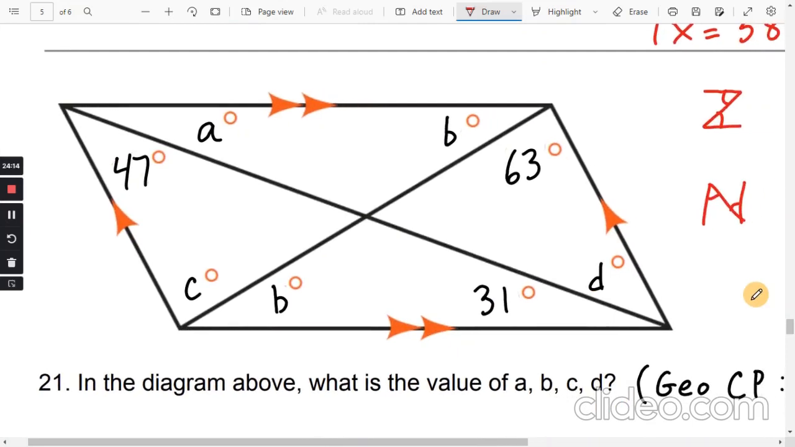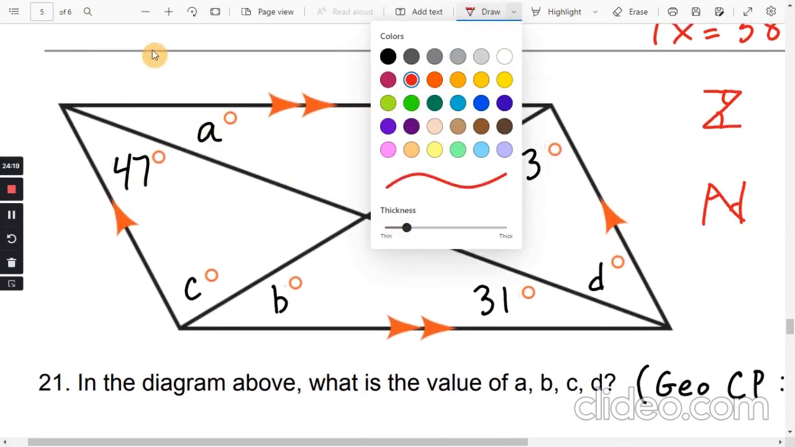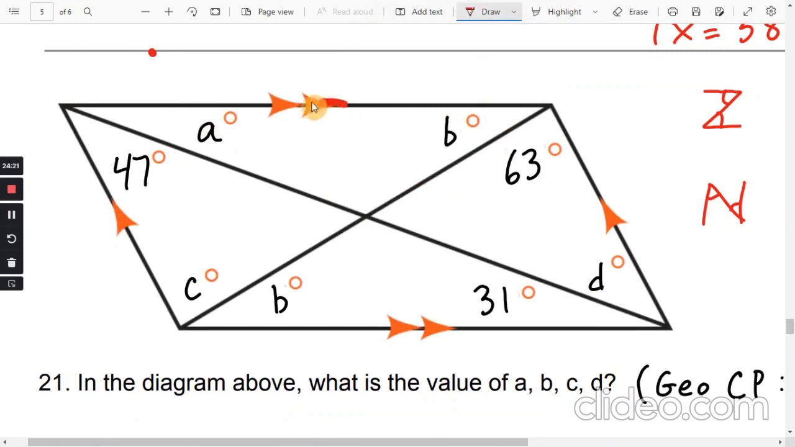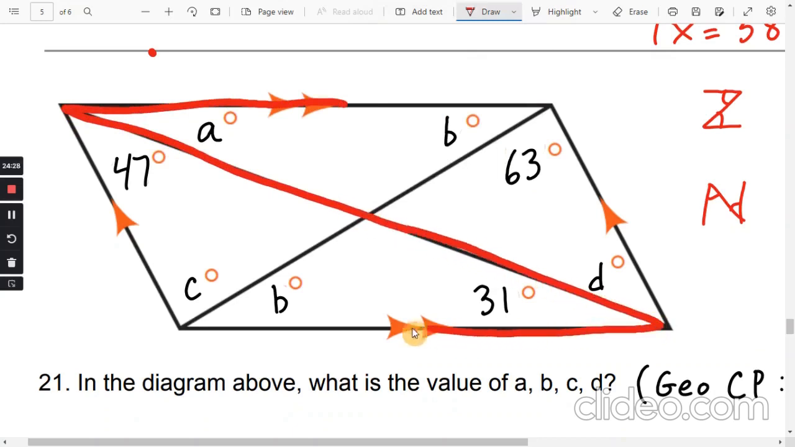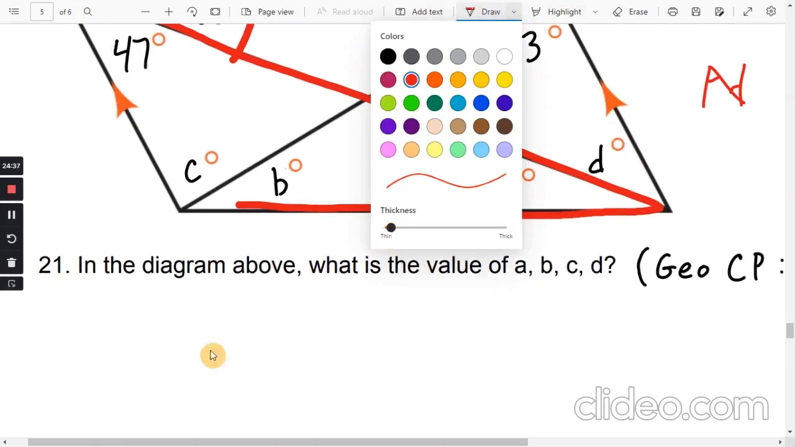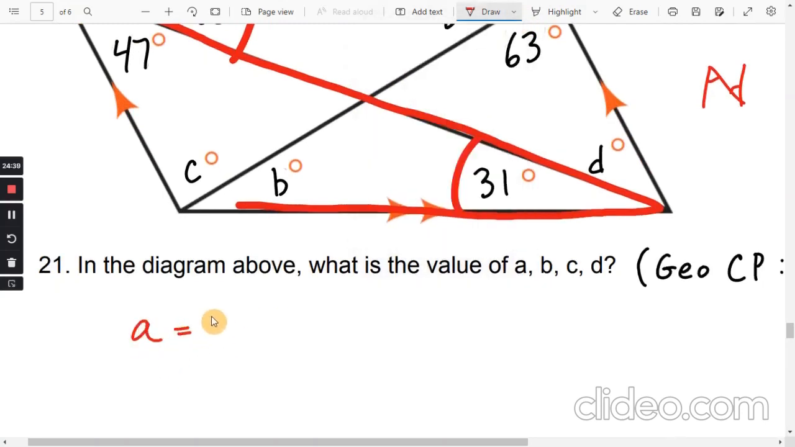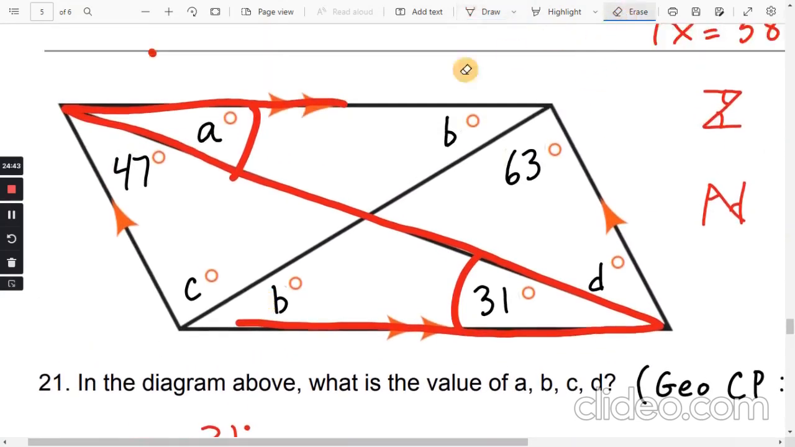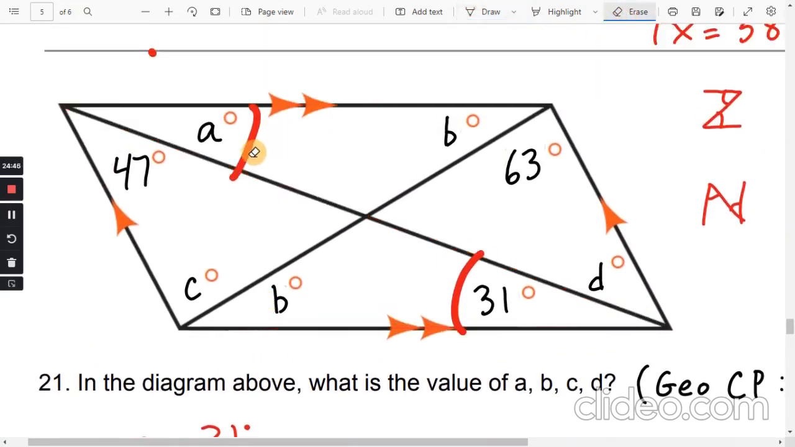All right, so if I wanted to find angle A, I would just wrap around angle A and make a Z shape, even if it's backwards. So angle A matches 31. So angle A is just 31 degrees. All right, and do that with any other angle that's possible.